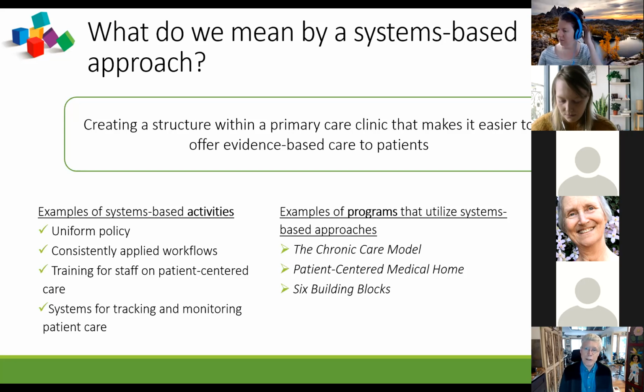Our goal in this work that we've been doing now for 6 years was to help clinics create a structure that makes it easier to offer evidence-based chronic pain care to patients, especially those who are on long-term opioids for their chronic pain. So this work began 6 or 7 years ago. Examples of system-based activities for chronic pain with opioids are having a uniform clinic policy about opioid prescribing, having workflows for patients who are on opioids about things that need to be followed or checked, and training staff on patient-centered language and shared decision-making.